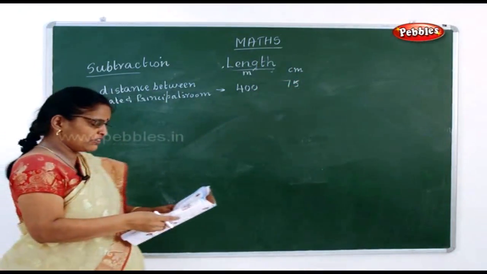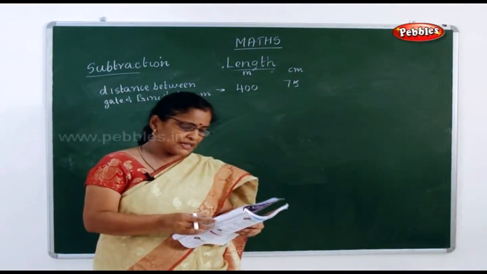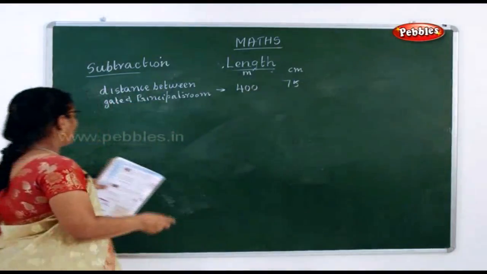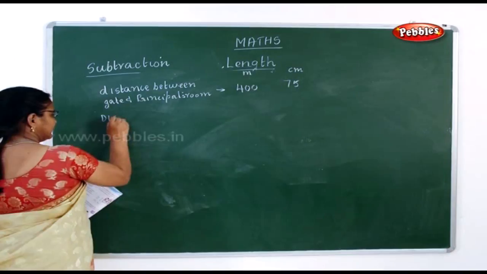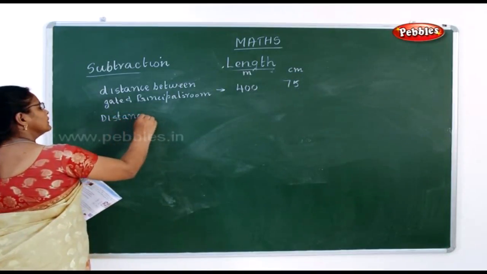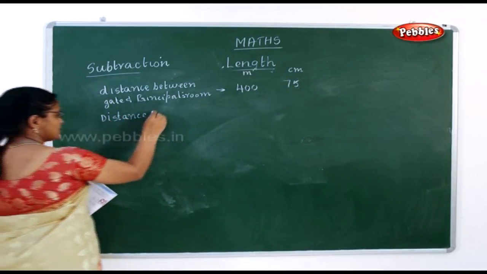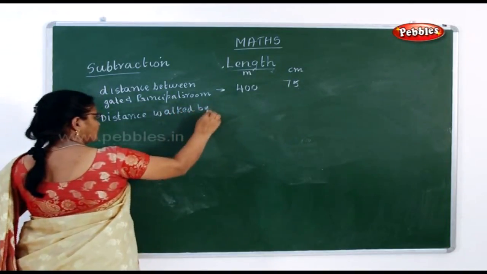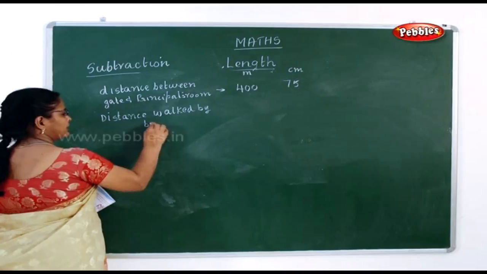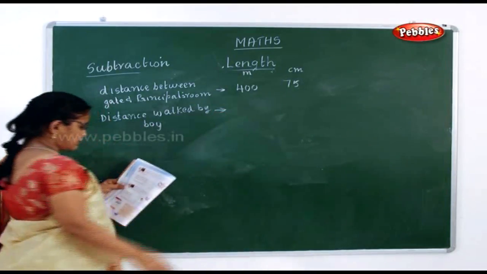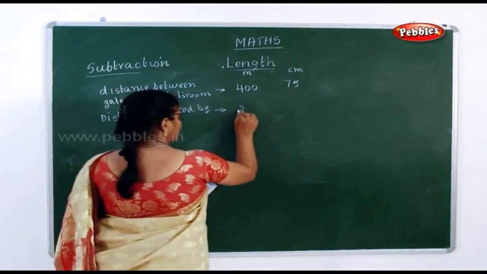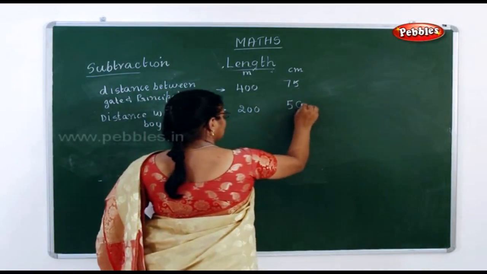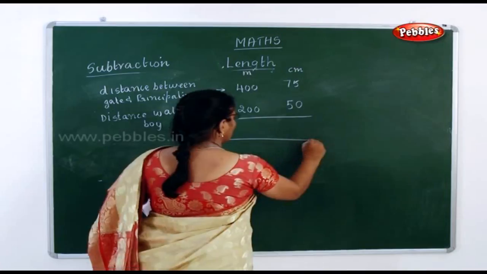Now what is the next thing they have given in that sum itself? A boy has walked 200 meter and 50 centimeter. Now what will you write? Distance. He has walked. The distance means what? The length he has walked. So it is the distance walked by the boy from the school to the gate. So what is the distance walked by the boy? It is 200 meter and 50 centimeters.